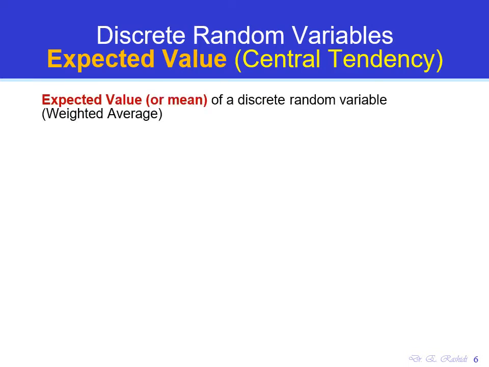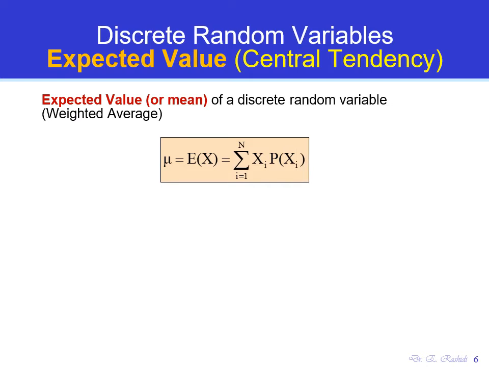The expected value or the mean of a discrete random variable, or the weighted average, can be computed using this formula. Mu is equal to the expected value. We show it by E of x. So that's the expected value of random variable x. It is just a multiplication of the different values that random variable x gets, multiplied by its corresponding probability, and then we have to sum them up. That's going to give us the expected value, which we also call the mean. And we show it by mu here, as we have had this experiment before.